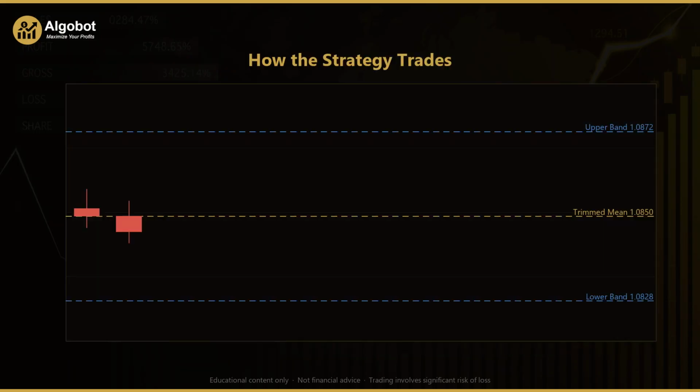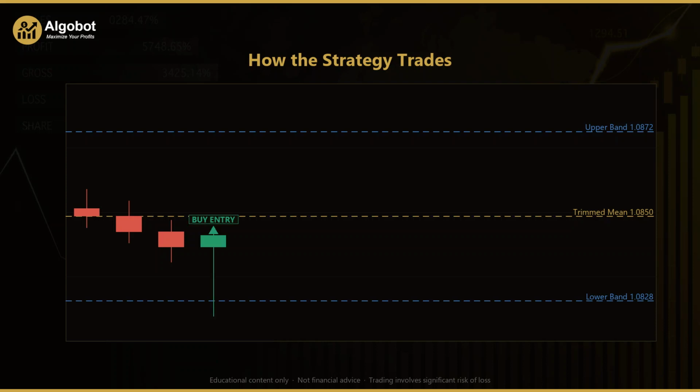Let's walk through this illustration candle by candle. On screen, you can see 3 dashed reference lines drawn over the price. In the middle, in gold, is the trimmed mean at 1.0850, our robust fair value. Above it, in blue, is the upper band at 1.0872, and below it is the lower band at 1.0828.